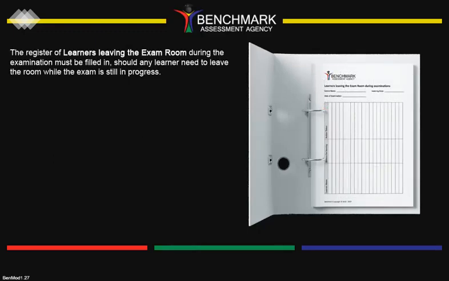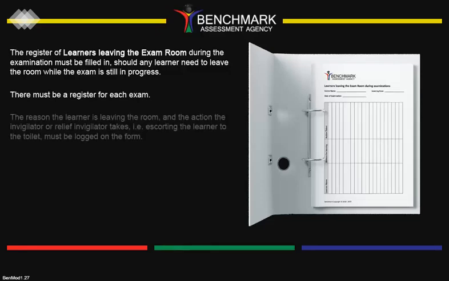The register of learners leaving the exam room during the examination must be filled in, should any learner need to leave the room while the exam is still in progress. There must be a register for each exam, the reason the learner is leaving the room, and the action the invigilator or relief invigilator takes, i.e., escorting the learner to the toilet, must be logged on the form.